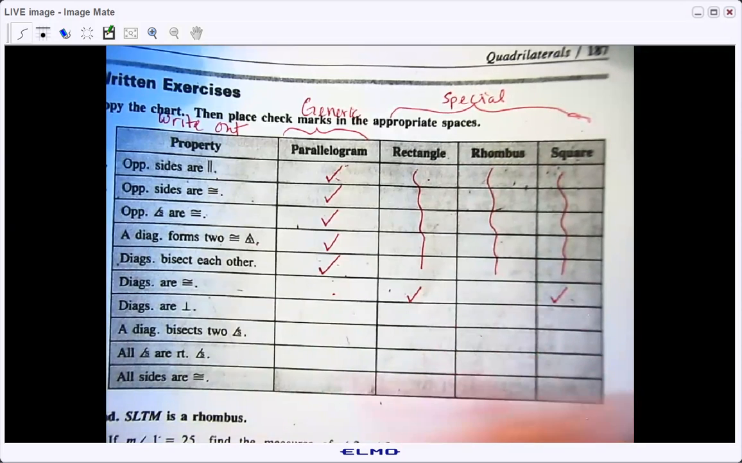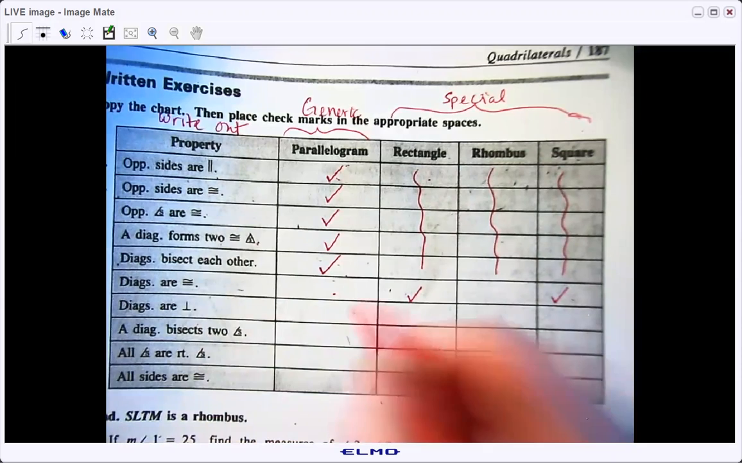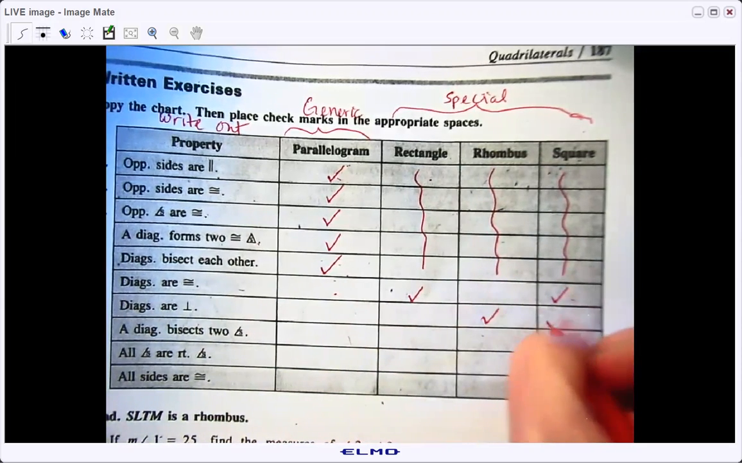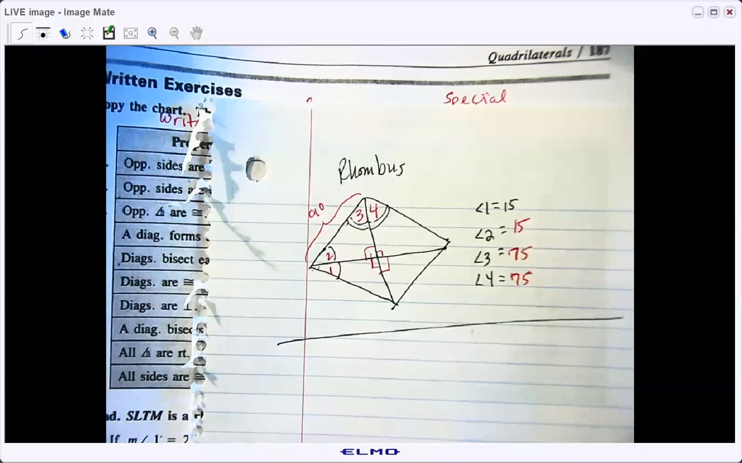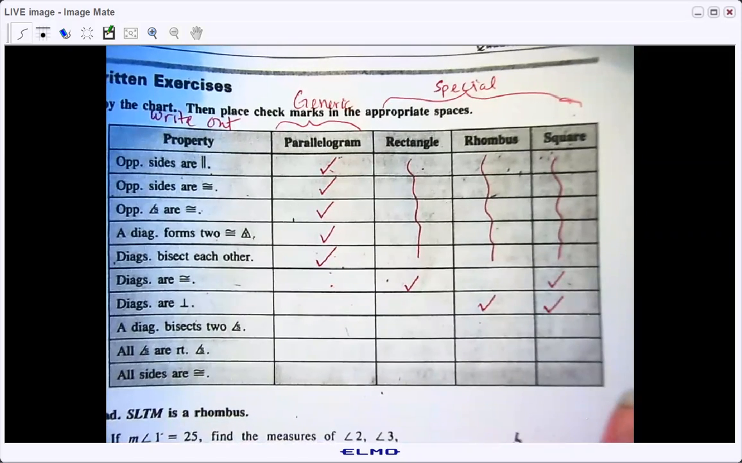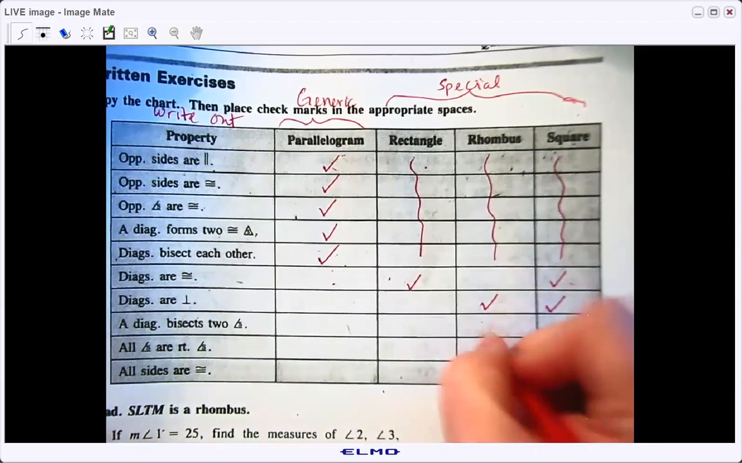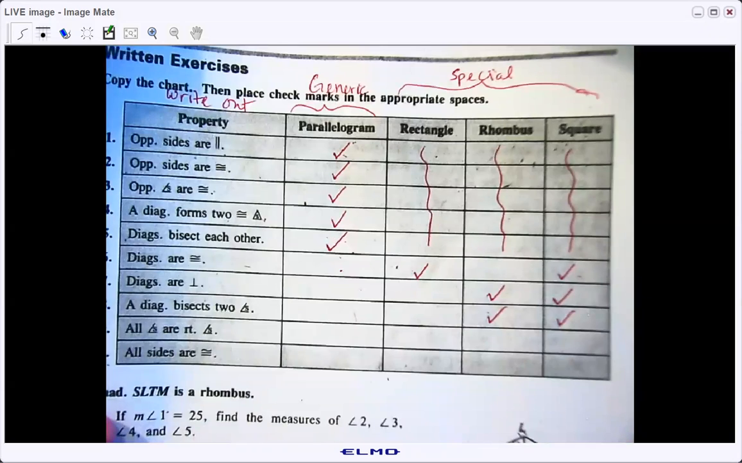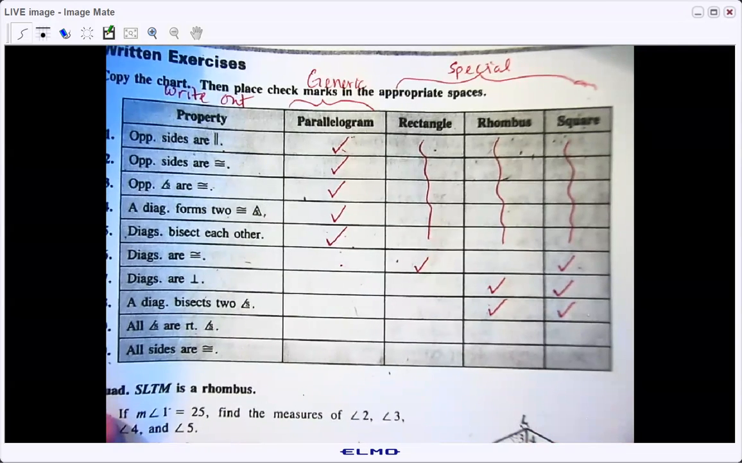Okay, so which ones have the diagonals that are perpendicular? A rhombus and a square. Good. Yep. The rhombus and the square. That's why we just said that those are 90-degree angles in your rhombus. Good. Okay, so which two do the diagonals bisect the angles, the big angles? Rhombus and square. Good. Yep, we just did those. Okay, which one has all the corners to be a right angle? All the angles are right angles. Rectangle and square. Good.